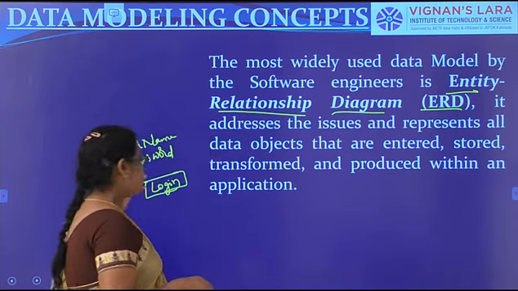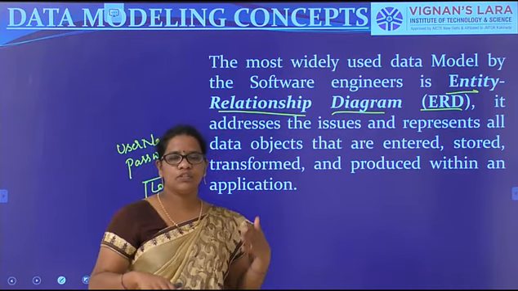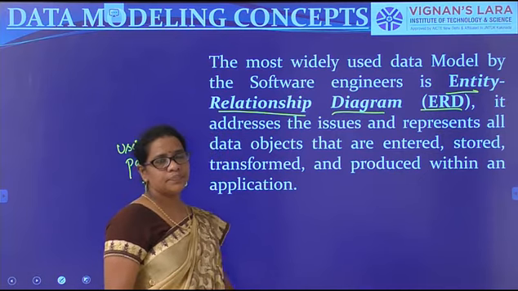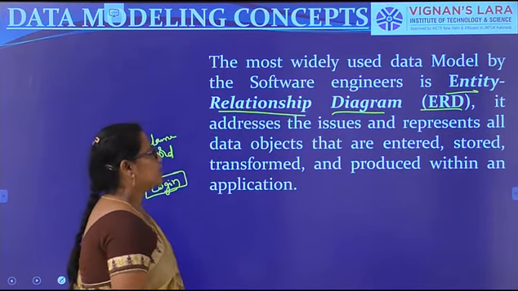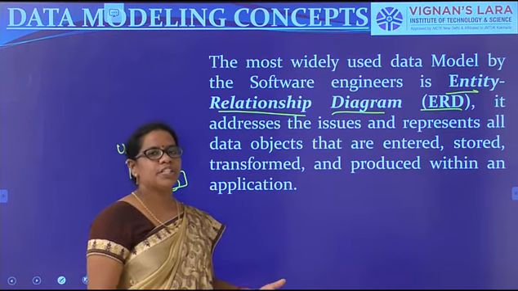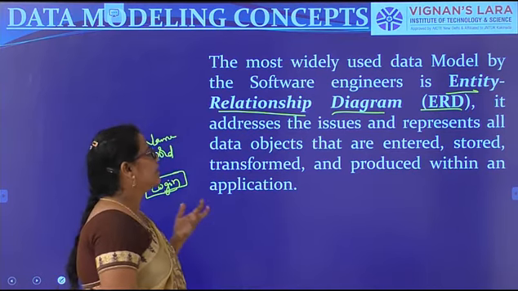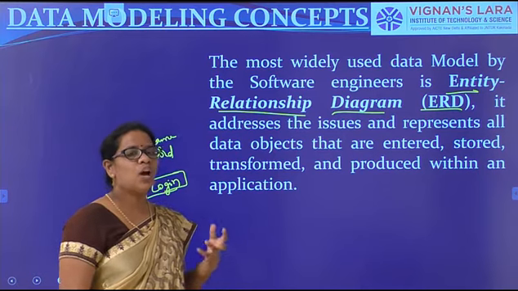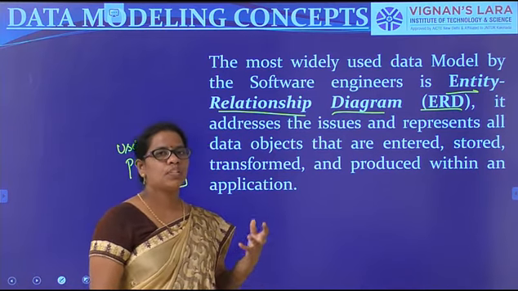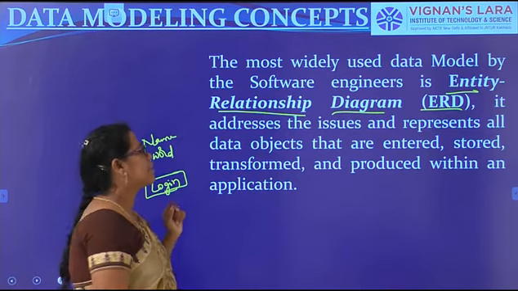So in order to design those data models, that means in order to design those tables in the backend database, we will use the entity relationship diagram, called an ERD. Entity is nothing but an object. So the relationship diagram shows how the objects are interrelated, how the objects are connected. So the diagram is called an entity relationship diagram.